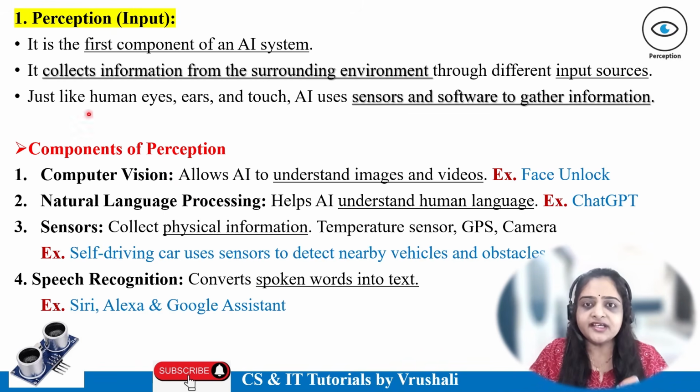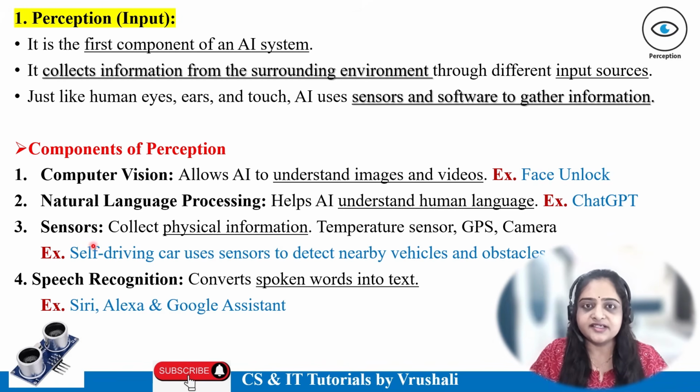Now, this perception again has 4 components. The first one is computer vision. Computer vision allows AI to understand images and videos in the surroundings. For example, the face unlock system in your mobile. It understands the features and characteristics of your face and works according to that, right? Then NLP, that is natural language processing. It helps understand human language. For example, ChatGPT can give the answer in any language like English, Hindi, Marathi, and it understands human language and answers accordingly, right?